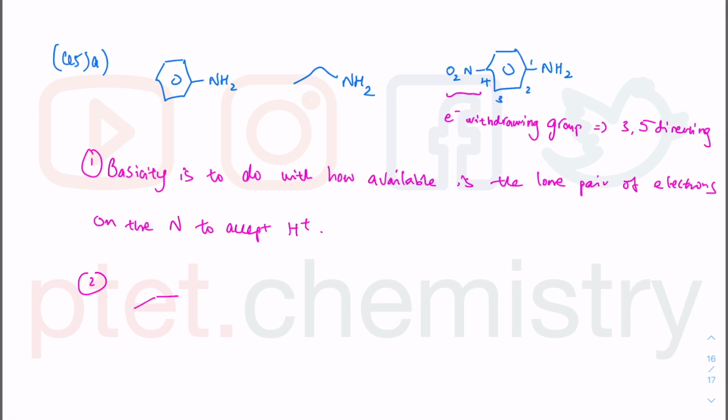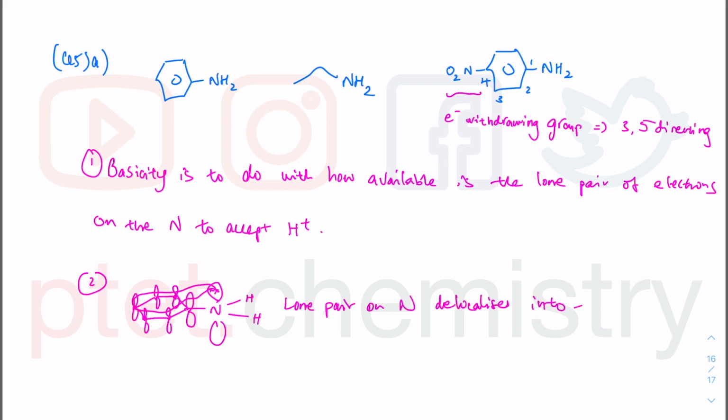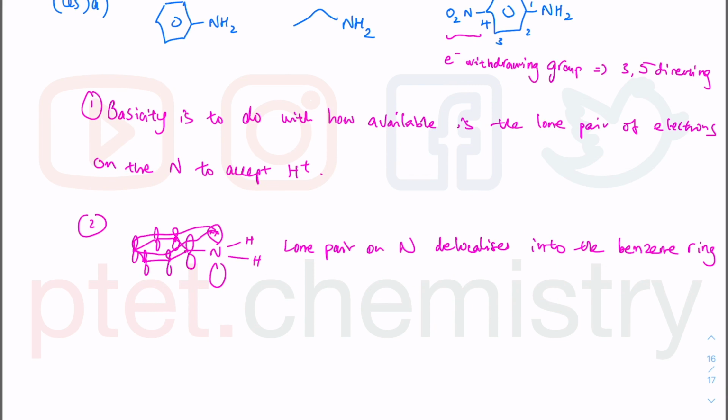Now if we think about phenylamine, well, this is also phenylamine, so we can compare a phenylamine system like that. So feel free to always draw some diagram in order to prove your point. So the lone pair there gets delocalized into the system. Lone pair on nitrogen in the phenylamine delocalizes into the benzene ring.